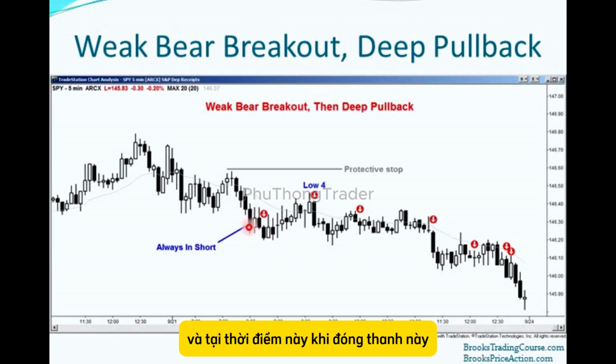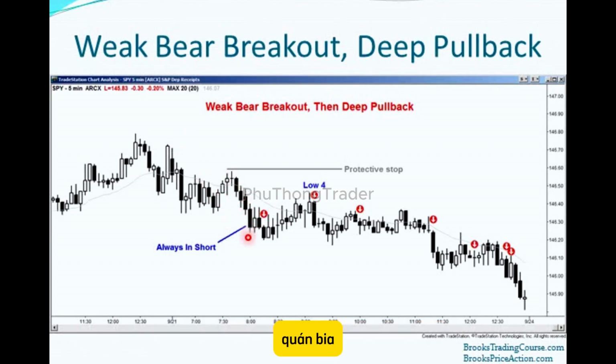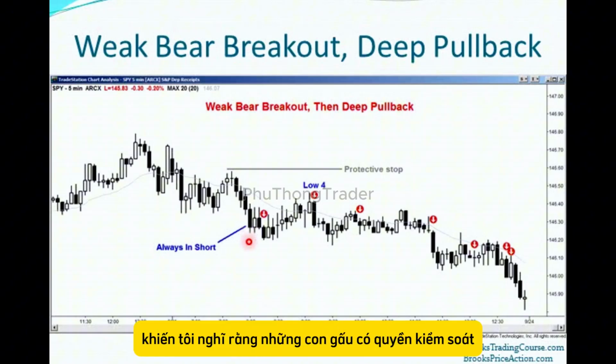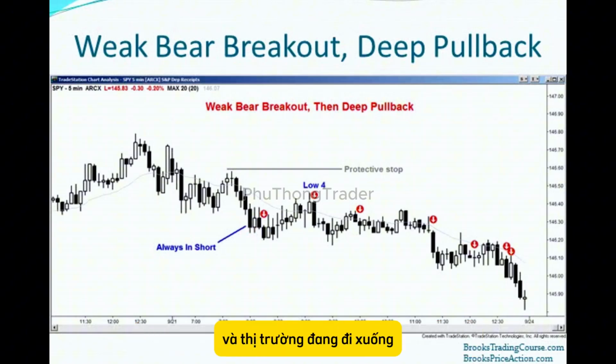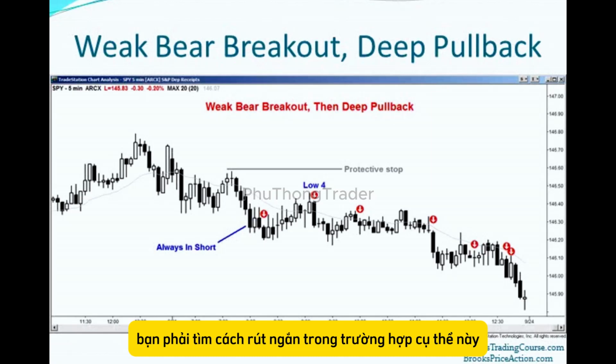And at this point, by the close of this bar, most traders would say, yeah, I think it's always in short. It was pretty good. It was in a bull leg up here and then a pretty good bull leg here, some buying here, but this strong 4 bear bar spike was enough to make me think that the bears have control and that the market is going lower. When the market's always in short, what do you do? You got to look to get short.